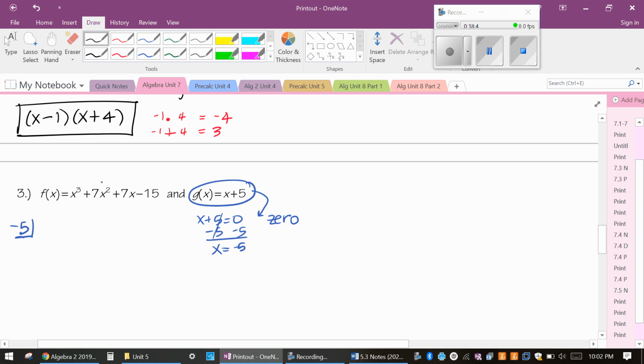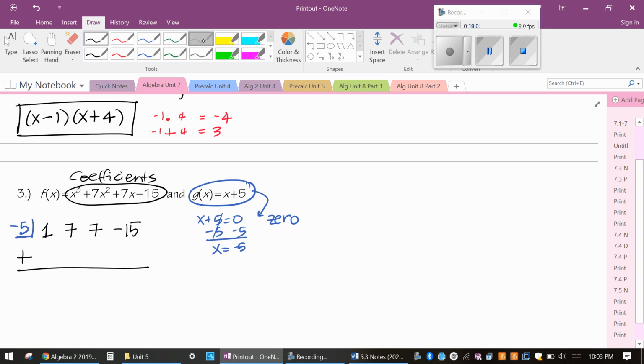I'm going to take all my coefficients. Remember, coefficients is a fancy word for the numbers multiplied in front of the variables. So I've got a 1 in front of my x cubed, a positive 7 in front of my x squared, a positive 7 in front of my x, my linear term, and a negative 15. I'm going to leave a space, put an addition under my 0, and imagine my columns.